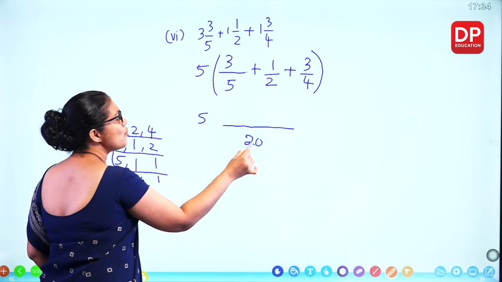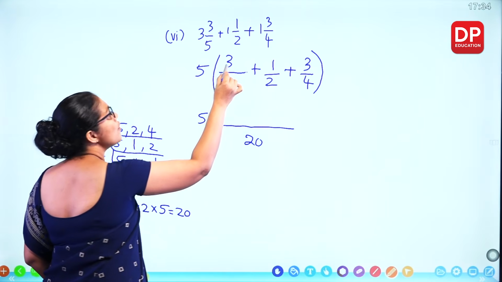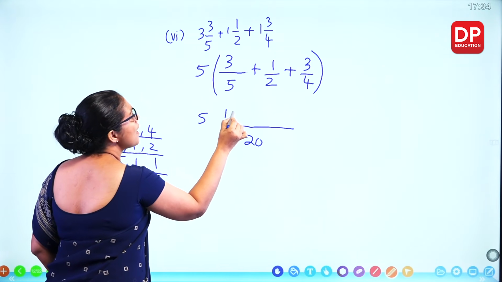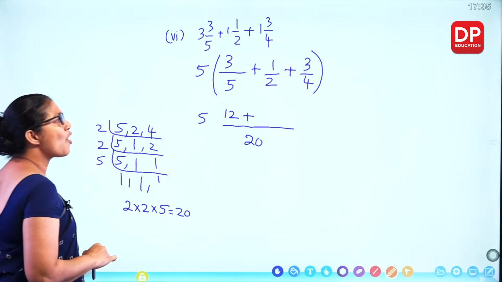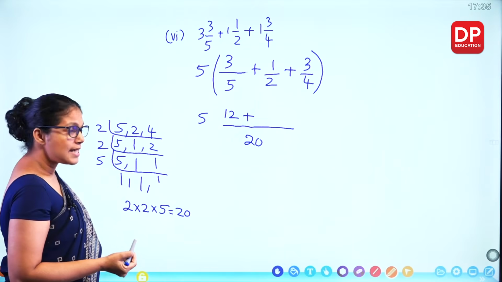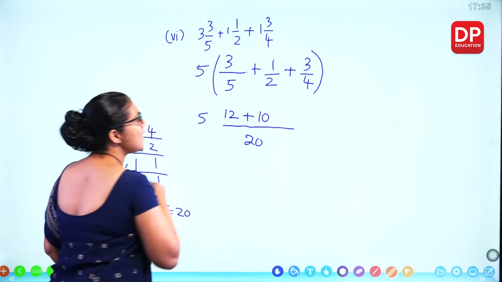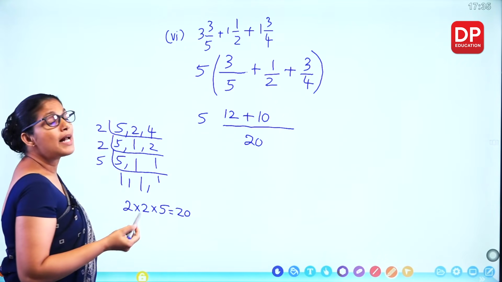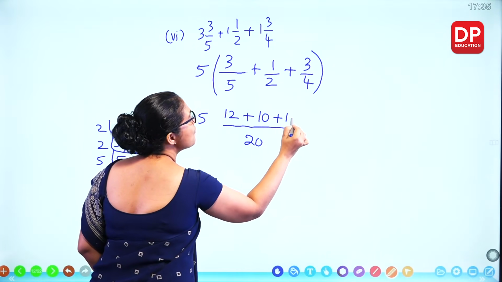So here, how you get 20 from 5? You multiply by 4. You have to do the same thing. 3 times 4, 12. How you get 20 from 2? You multiply by 10. You do the same thing. 1 times 10, you get 10. How you get 20 from 4? You multiply by 5. 5 times 3, 15.